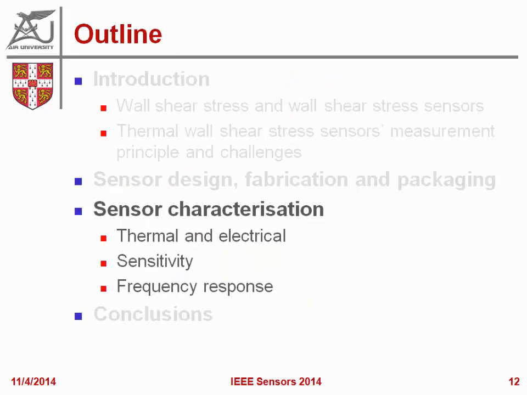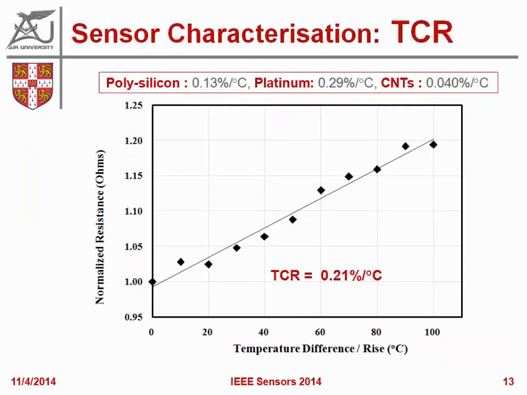Now I come to the characterization results. Here's the TCR graph. The TCR we obtain is around 0.21% per degree C. Just for reference, polysilicon wall shear stress sensors were produced by C.M. Ho and Y.C. Tai's group at Caltech and UCLA.